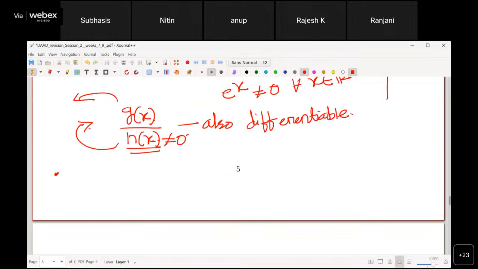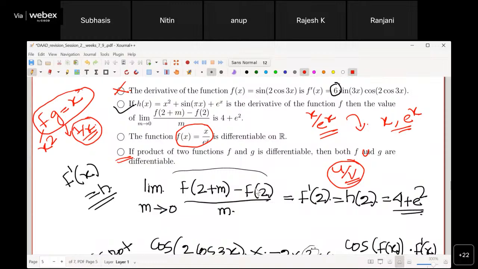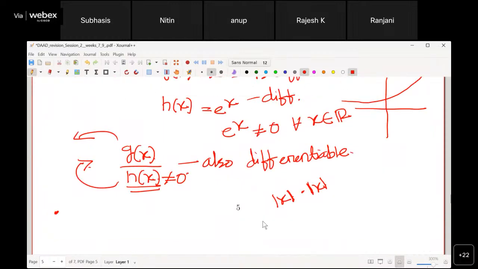Yeah, actually, I was just thinking about any example that is not differentiable. Yeah. So, and also you have to show that the product of these two functions is differentiable. Okay. See, if I take, let's say, mod x times mod x, right? If I take mod x, so my f and g are the same, right? f and g are the same. So f is mod x, g of x is mod x.